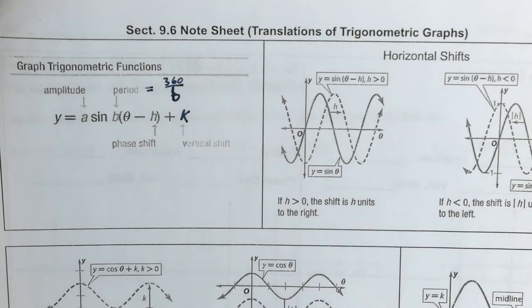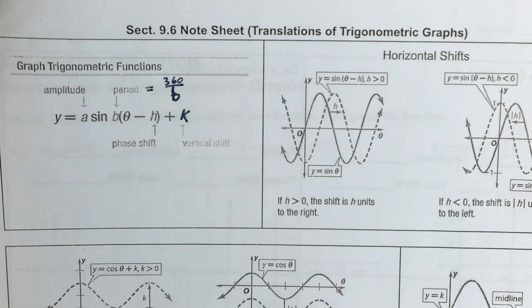All right, we're going to finally wrap up Chapter 9 here, talking about Section 6, which is translations of trigonometric graphs, all right? Before, we looked at simple trigonometric graphs, where all we changed was the amplitude and the period. In this section, we are going to talk about what happens when we not only change the amplitude and the period, but when we also change the horizontal and the vertical shift, okay?